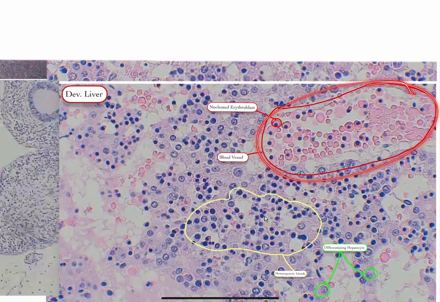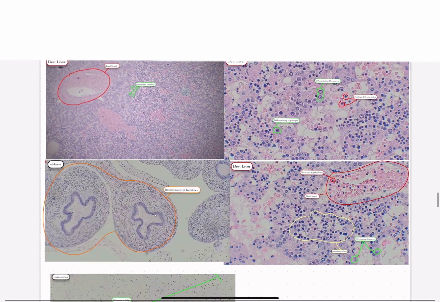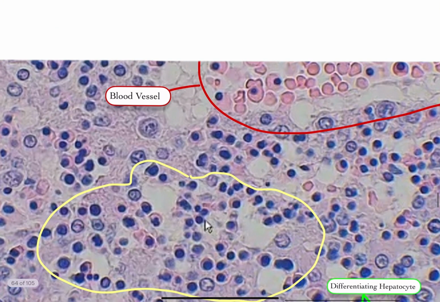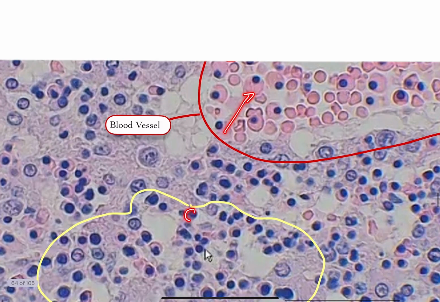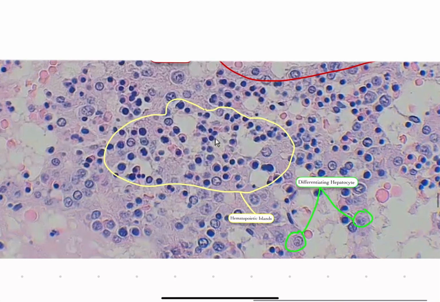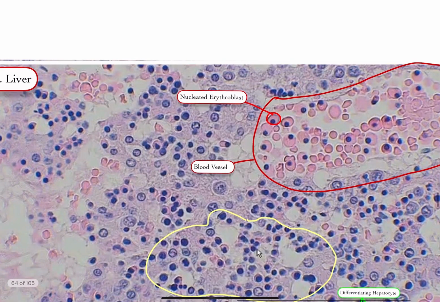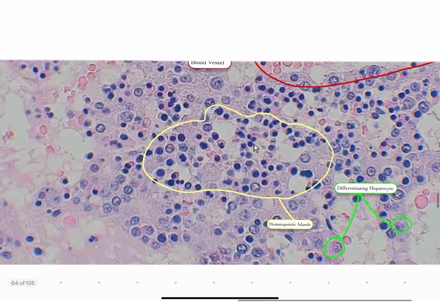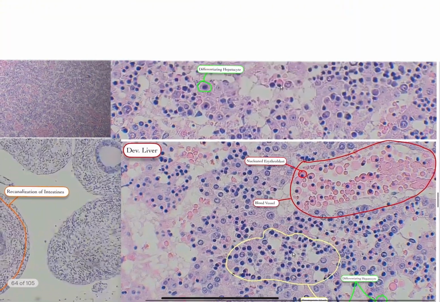Here's another one, the blood vessel with all the nucleated erythroblasts. And the reason why these nucleated erythroblasts appear more pinker and larger than these nucleated erythroblasts is because these are more immature in comparison with these, which have migrated into a blood vessel like so. Okay, and here we can see the differentiated hepatocyte. We can see one here, one there. These are as well as the hematopoietic islands.